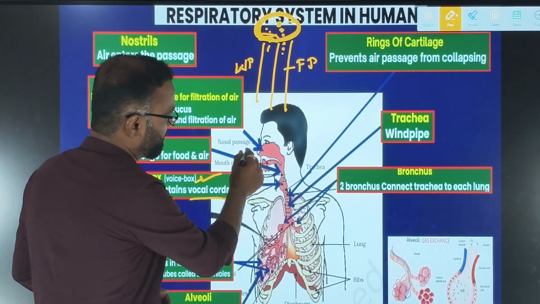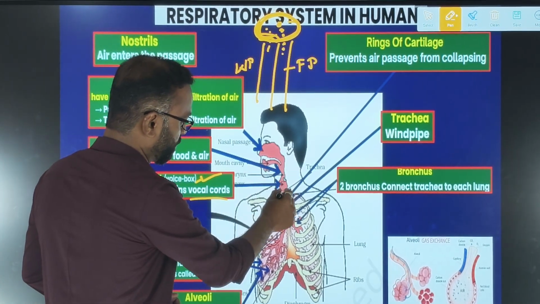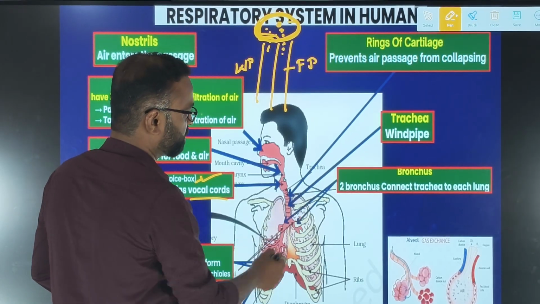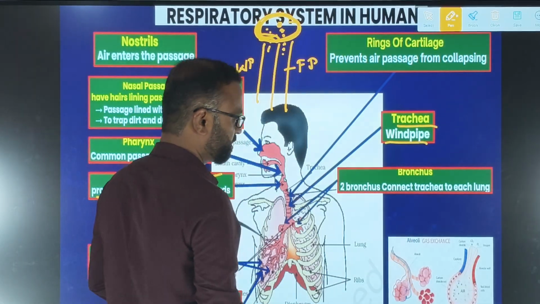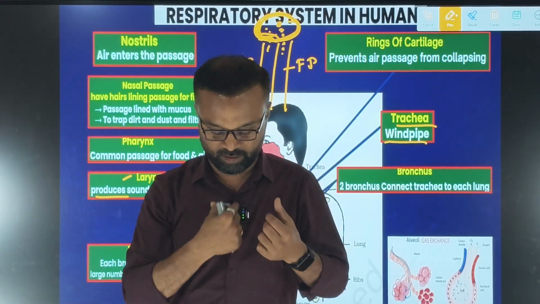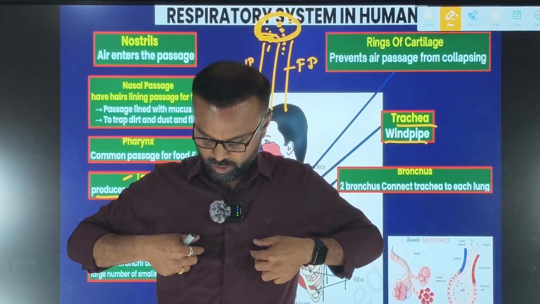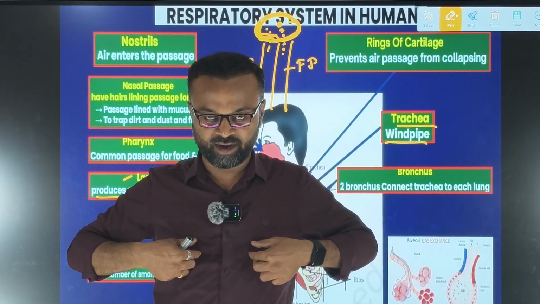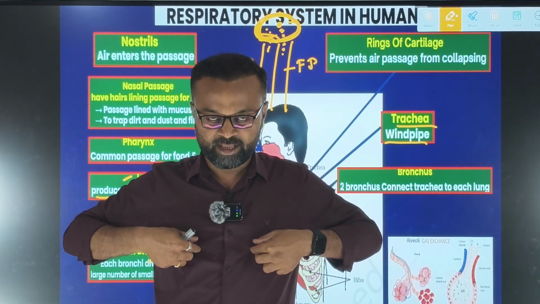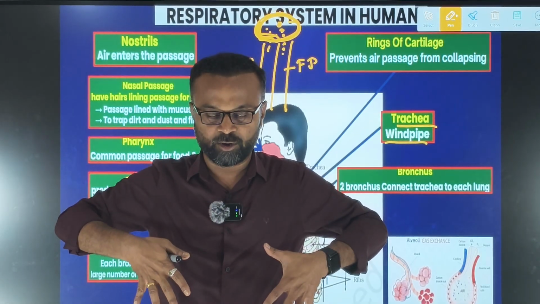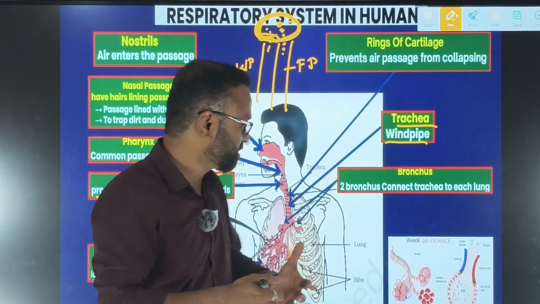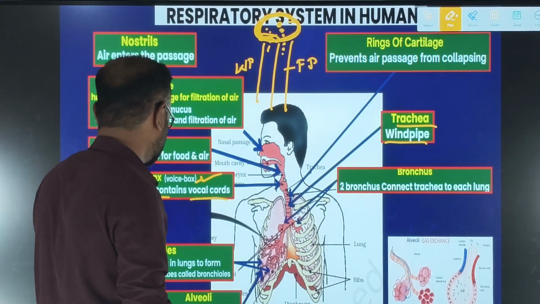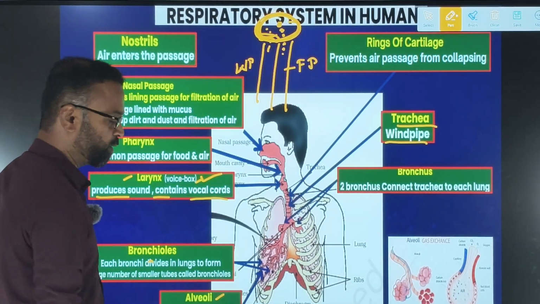Then when the air passes, it goes into the next part, the trachea, so called windpipe. Then this trachea will divide into the left and right lungs, so called bronchi. These bronchi will further divide into smaller and smaller branches, so called bronchioles, and these bronchioles are surrounded by what? They are surrounded by the alveoli.